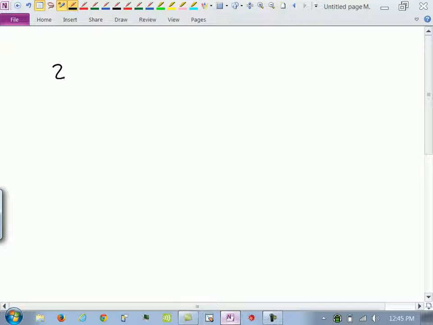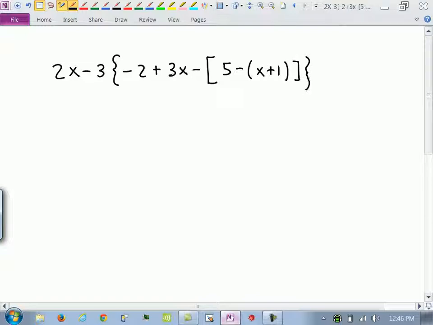All right, 2x minus 3 brace, negative 2 plus 3x minus bracket 5 minus parenthesis x plus 1, close parenthesis, close bracket, close brace, equals 38. All right, there you go.